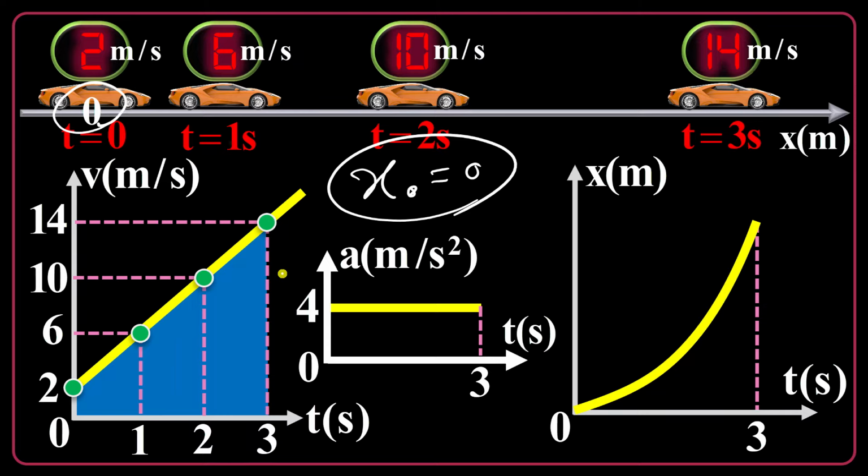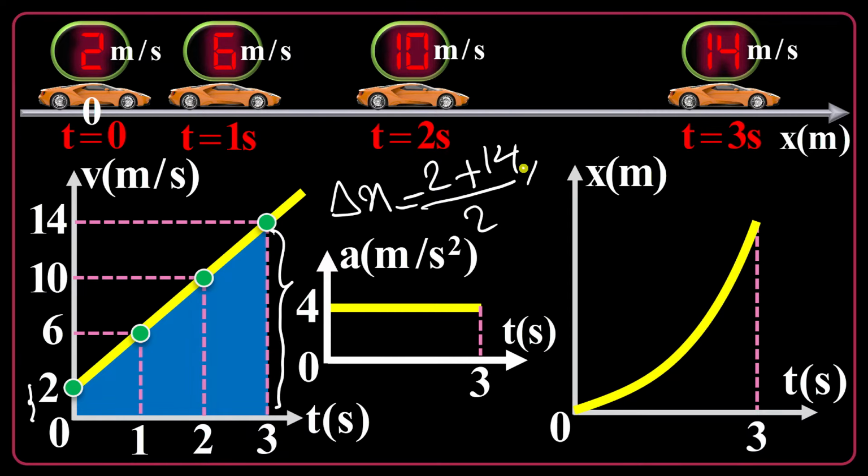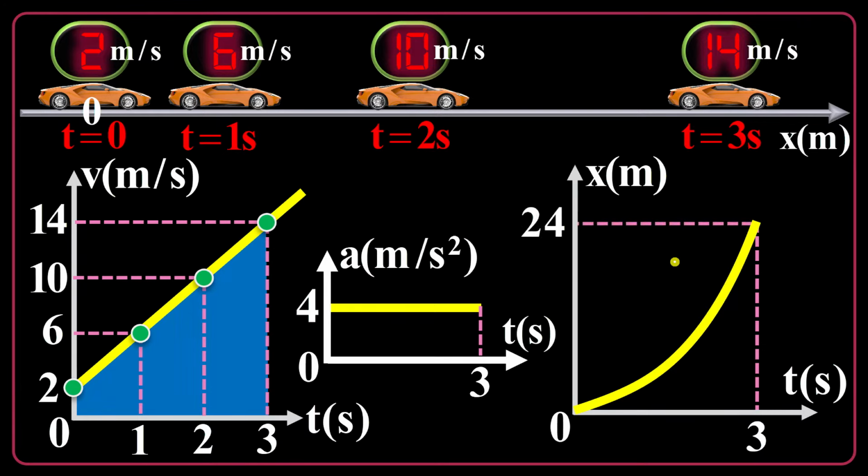Okay, so let's find the area of this trapezoid. The area will be delta x. This is the small base, which is 2, plus the larger base, which is 14, divided by 2 times the height. The height of this trapezoid is 3. So it will be 16 over 2 times 3, which is 24. So the total displacement is 24 after 3 seconds.